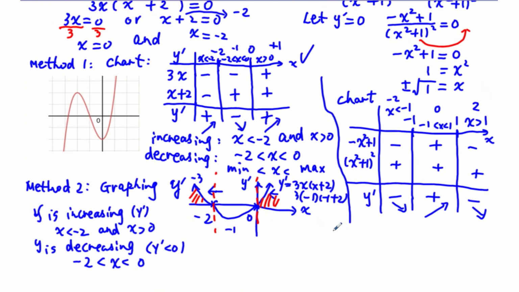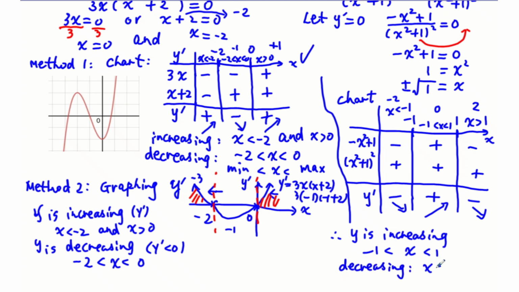So we write the statement: therefore, y is increasing. The interval will be just from negative 1 to positive 1. Put x in between, less than. Then the decreasing will be the other two parts, x less than negative 1 or x greater than 1. So the opening is facing the larger number.